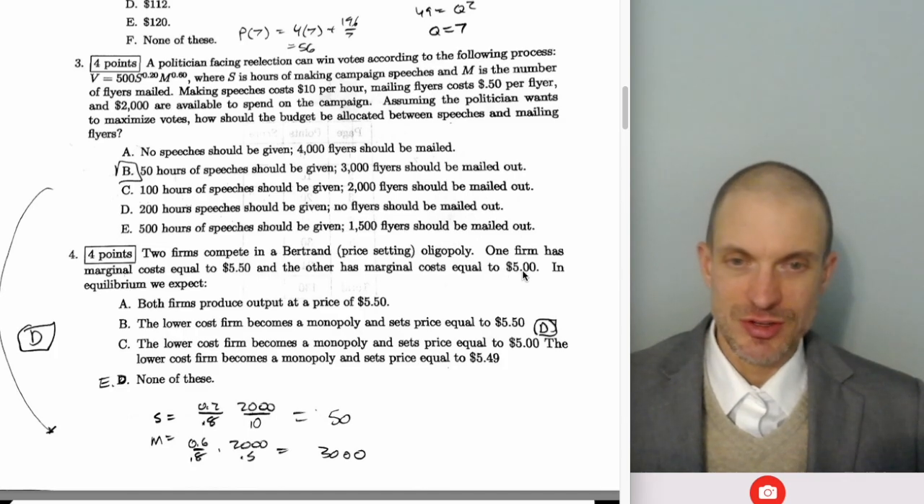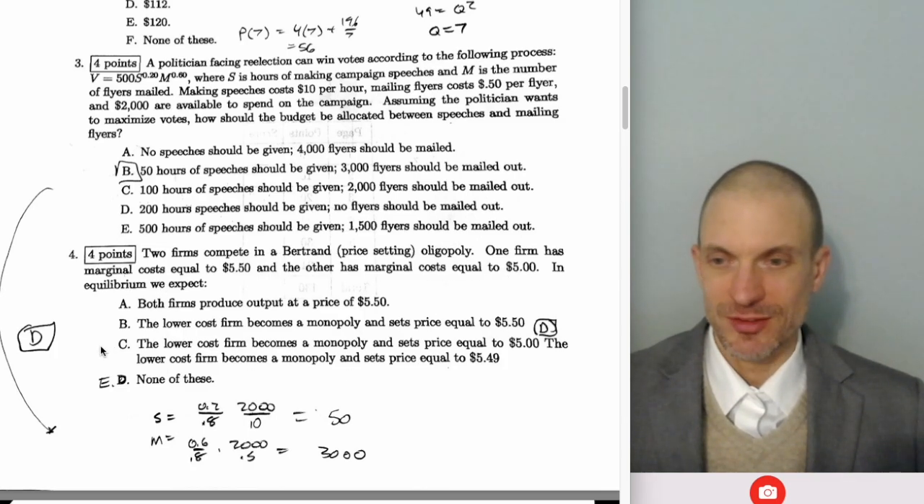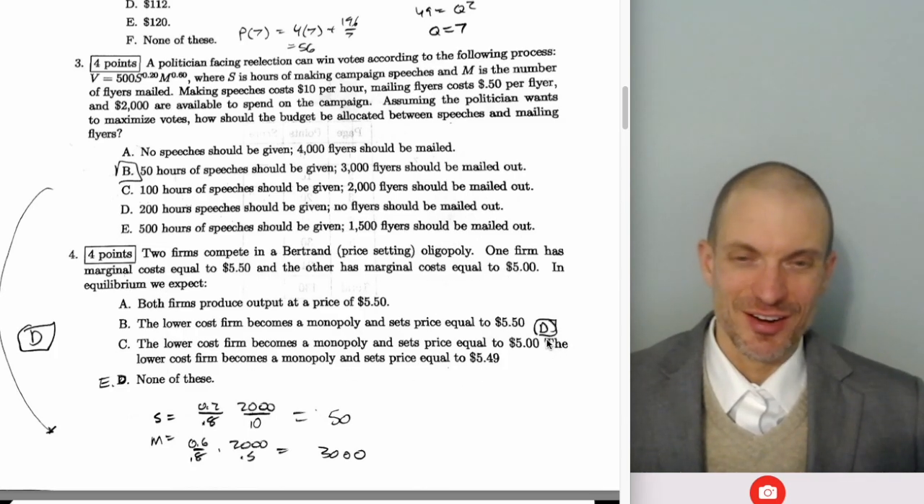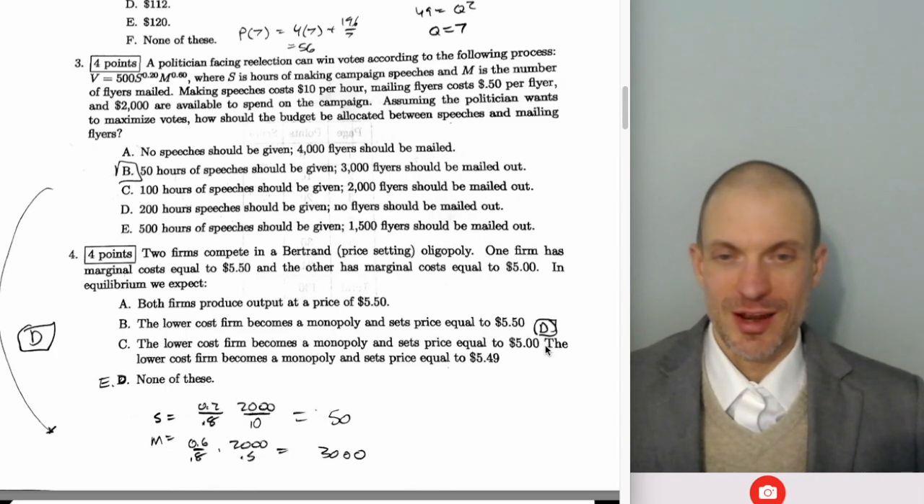Other has marginal cost equal to 5. In the equilibrium, we expect the answer is D. It's this one that got cut off, right? Or it got added on to this other one. The lower cost firm becomes a monopoly and will set price equal to $5.49.